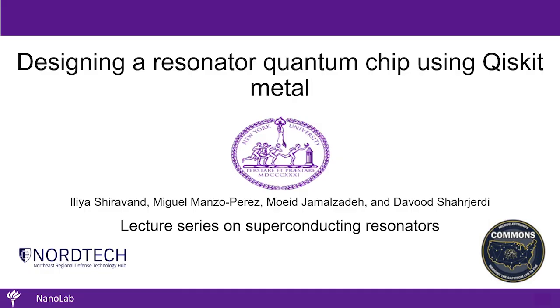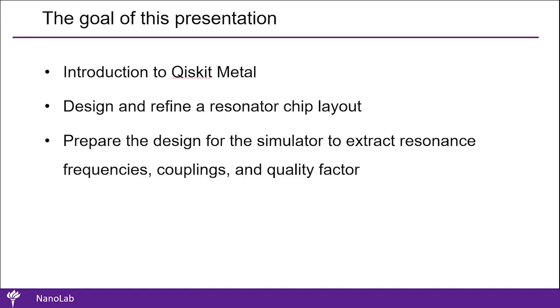As the goal of this presentation, you will learn how to go through the process of designing a quantum resonator chip using Qiskit Metal. With this workflow, we can set design parameters, generate resonators of varying lengths, and define couplings to a central feedline. The resulting design can then be exported as a GDS file for fabrication or simulated to evaluate resonance frequencies, coupling strengths, and quality factors.